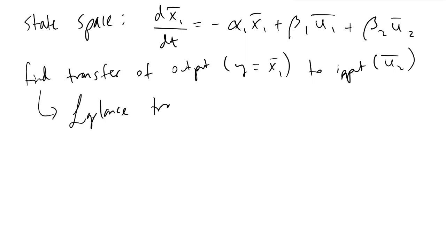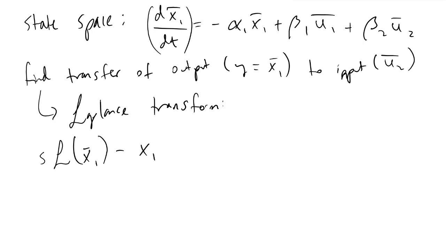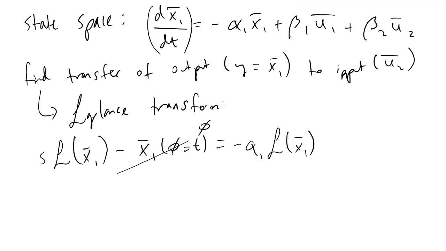What we do is take the Laplace transform of our state space model, and recall the definition of a Laplace transform of a derivative. The Laplace transform of dx1 bar dt is equal to s times the Laplace transform of x1 bar minus x1 bar evaluated at time 0. Typically we define our system to be at steady state at t equals 0, so this value we can ignore. It will be equivalent to minus alpha 1 times the Laplace transform of x1 bar. Because we are only interested in input u2, we will pretend beta 1 times u1 bar doesn't exist, and skip to beta 2 times the Laplace transform of u2 bar, the Laplace transform of deviations in your second input variable.